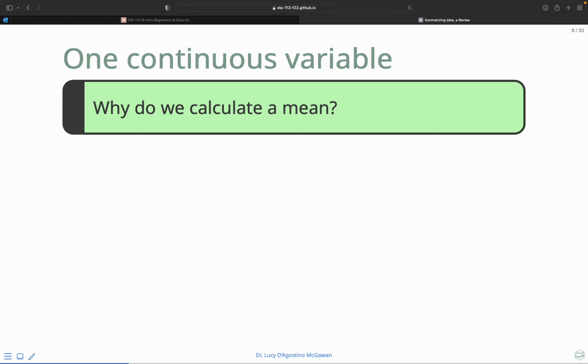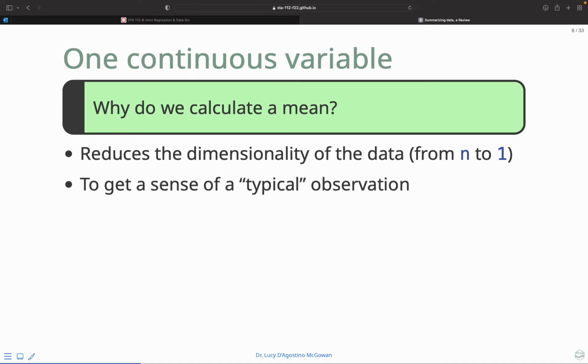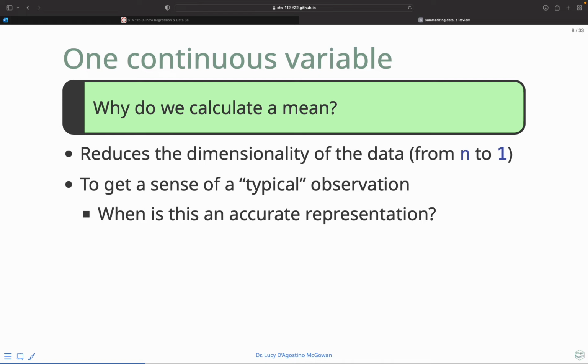View of like normality or typicalness of the data. Yeah, to get some view of a typical value in the data. Exactly. So, one goal might be to reduce the dimensionality of the data. So instead of handing you a piece of paper with 84 numbers on it for all the different heights, I can just tell you the single number. So it reduces, in this case, the dimensionality from n, since there are n observations in a data set, to 1, since we're just reporting a single parameter, in this case, a mean. And the other is exactly as you said, to get a sense of a typical observation.